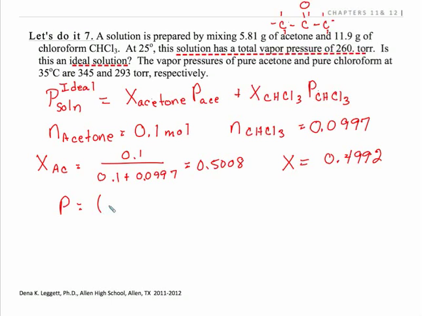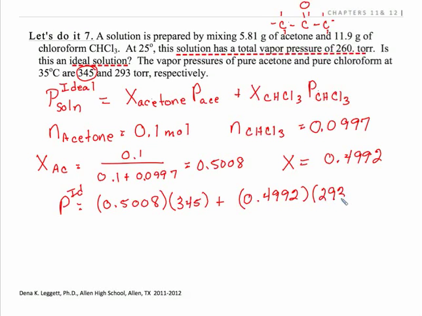So now the pressure of my solution is my mole fraction of acetone, 0.5008, and remember, this is ideal, times my acetone, which is 345, plus my mole fraction of chloroform times its pressure. So it's kind of a weighted average based on mole fraction, or a weighted sum might be a better way to say that. Okay, and my ideal is 319 torr. So that's pretty far off. So the answer to the question, is this an ideal solution, is a big fat no.